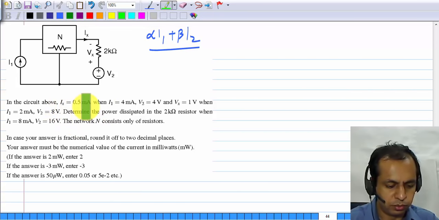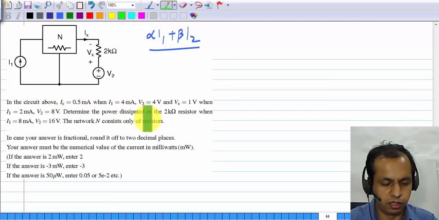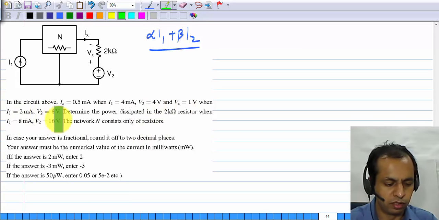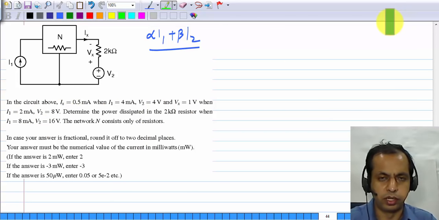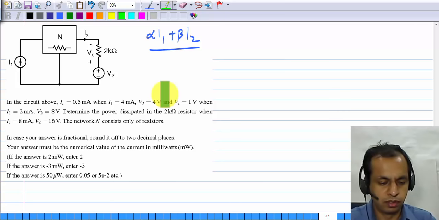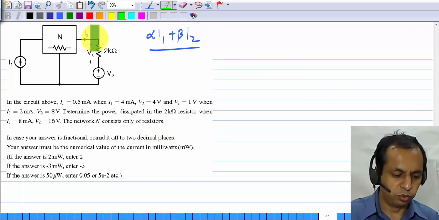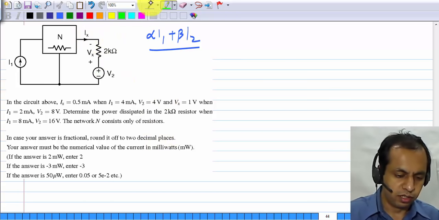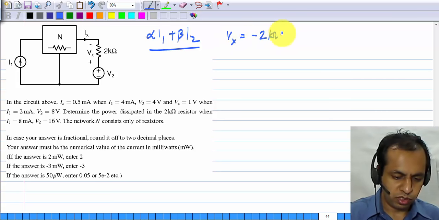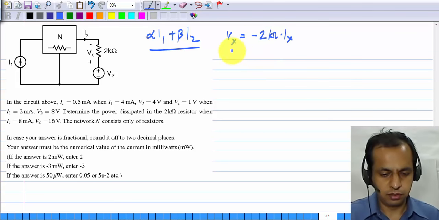Okay. And you are given some conditions already. You are told that Ix is 0.5 milliamps when I1 is something and V2 is something, and Vx is 1 volt when I1 is something and V2 is something else. Okay. So from these two you can determine these two coefficients and find the answer. And let's do that. First of all, there are two things that are given, but they are not unrelated. So we can see that Vx is minus 2 kilo ohms times Ix. Okay.